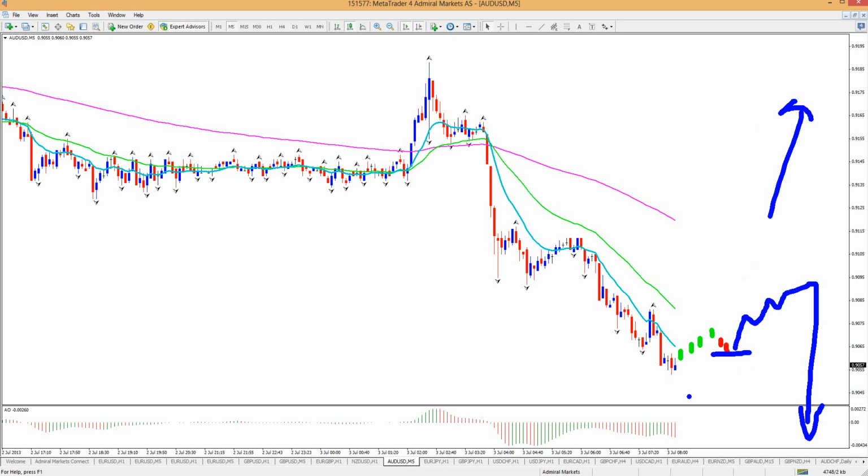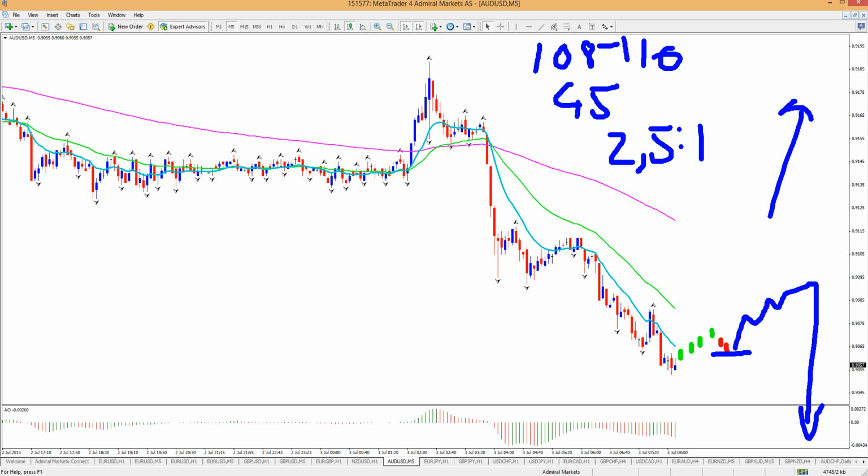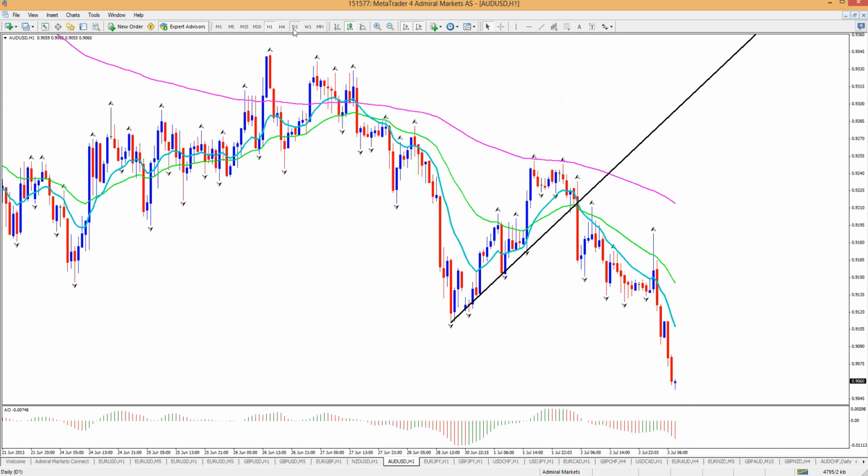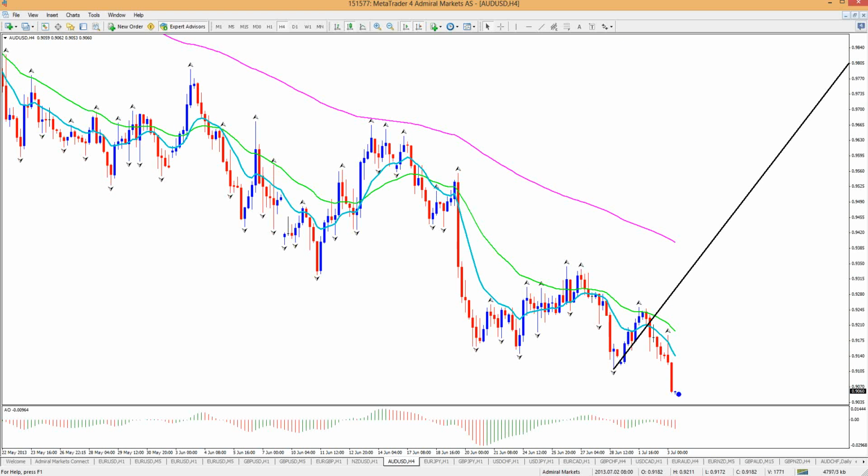I would think for you, considering your 45 pip stop loss and your 120 pips profit at the moment, if you take it out there, you maybe have 108 or 110, and that's a great 2.5 to 1 trade. All right, that's what I would do personally, because you never know. I mean, it has made a pretty big move down, and it could retrace all the way here to test this top, and all your profit is eaten away basically.